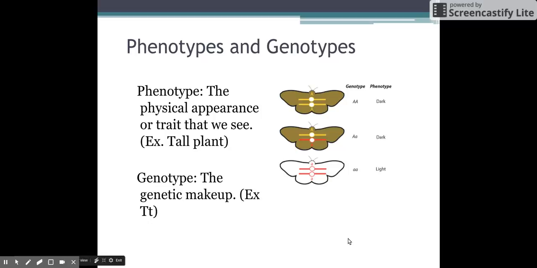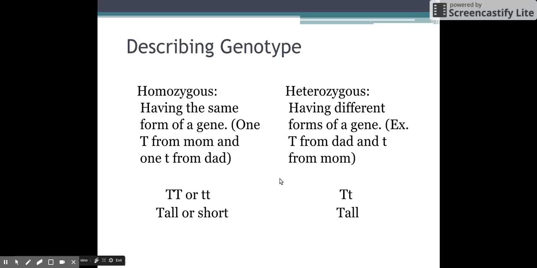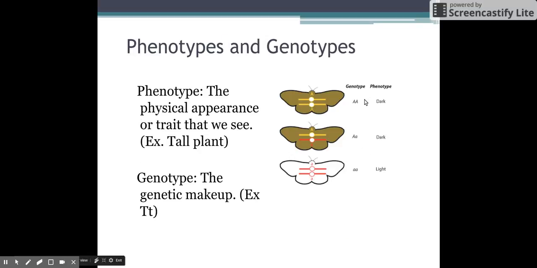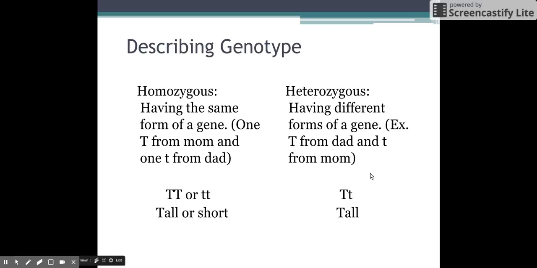Phenotypes. Phenotypes are the physical appearance of the trait, so that's what we see. So if the person is tall, if the flower is purple, that's what we're seeing. The genotype would be the genetic makeup. So this would be the letter combinations oftentimes that we use to represent the genotype. When we describe genotype, we can also use words in addition to letters.